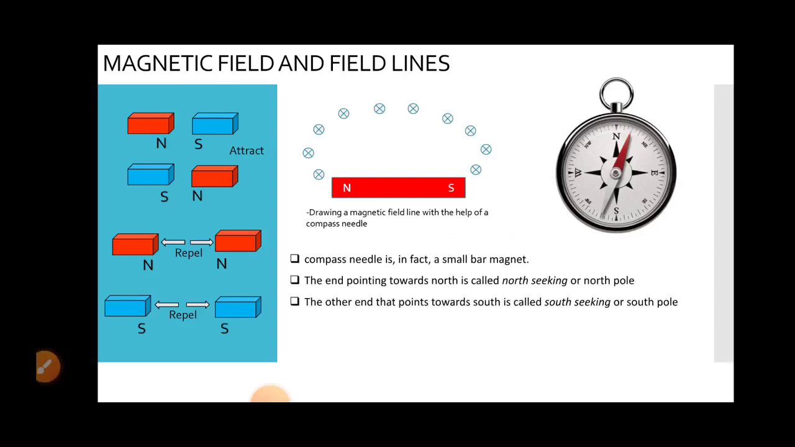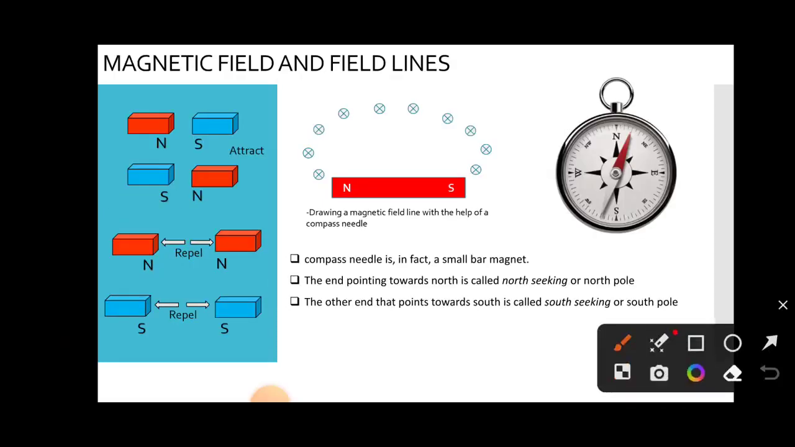The end pointing towards the north is called the north seeking end or the north pole, and the other end, pointing towards the south, is called the south seeking end or the south pole. As we see, this one is called the north seeking or north pole, and the other one is the south seeking or south pole.